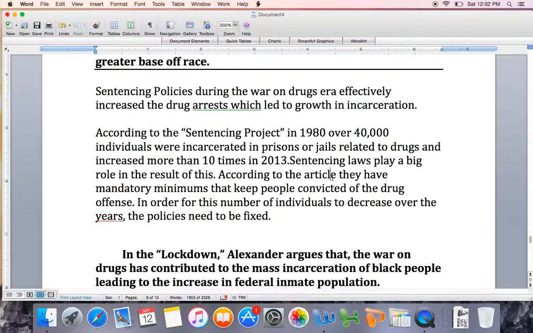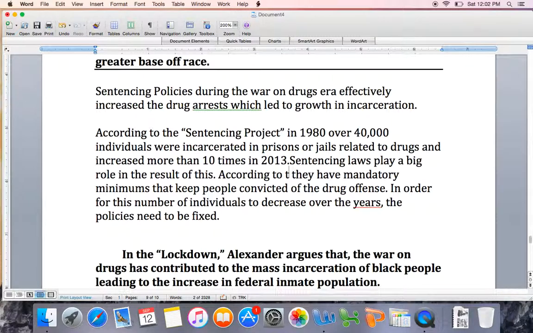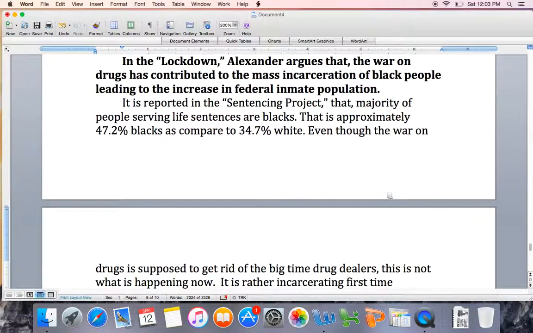According to the chart, I would put chart instead of article. What I'm trying to see, in order for this number of individuals to decrease over. See, for me, this sentence is strong in that it's you reflecting, but it's also weak in that you don't really explain more about how the policies could be fixed. So I'm sort of stuck. I don't want to say that this is wrong because it's not, but if you were to revise it, I would recommend creating more sentences that indicate how these policies should be fixed, perhaps even making a different paragraph to talk about it. All right.